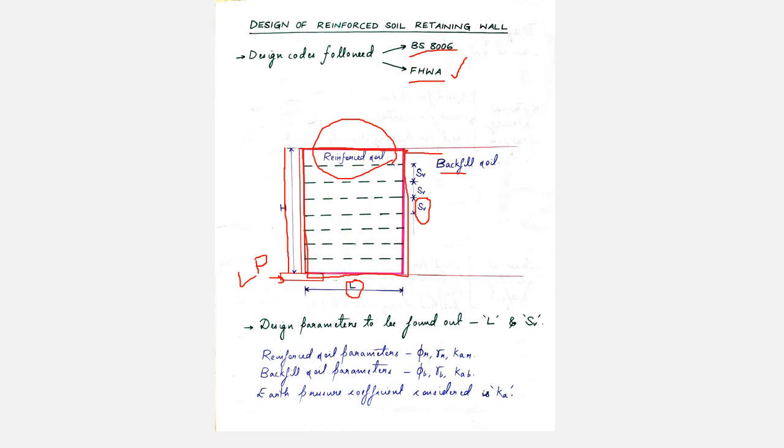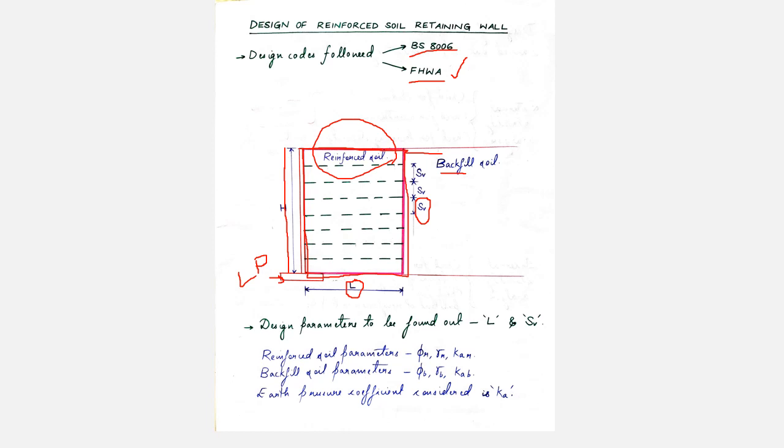So, in the beginning itself, you can just list down the reinforced soil parameters as phi r, gamma r and Ka, and the backfill soil parameters as phi b, gamma b and Kab, where phi denotes the angle of internal friction, gamma denotes the unit weight of soil, and Ka denotes the lateral coefficient of active earth pressure. Okay. So, r and b denote whether it's a reinforced soil fill or a backfill soil fill.